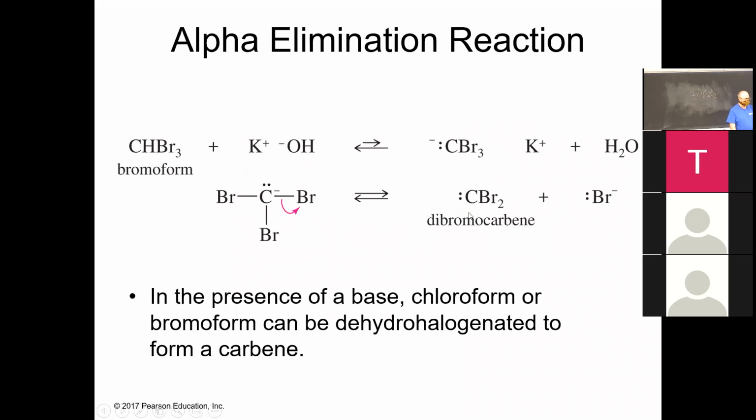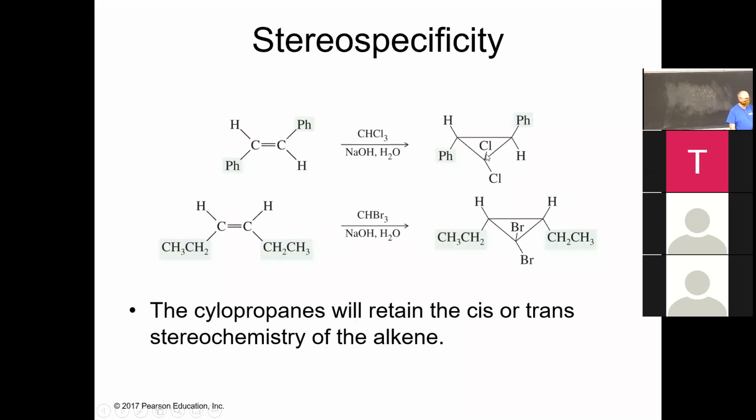Right, the dibromocarbene, again, can accept a pair of electrons, and then it donates a pair of electrons to form a cyclopropane ring. Okay, this reaction is stereospecific. So the dichlorocarbene adds to one side of the alkene, so the phenyl groups are trans in the starting material. They're also trans in the product. So stereochemistry is preserved.